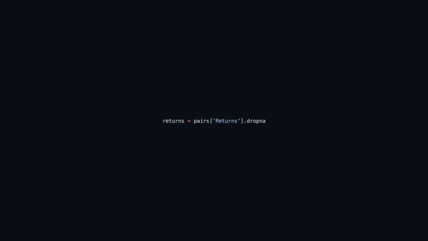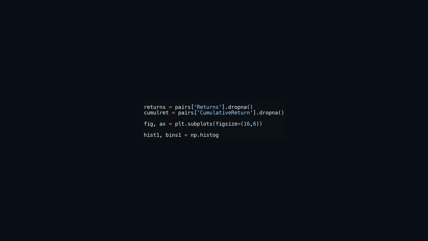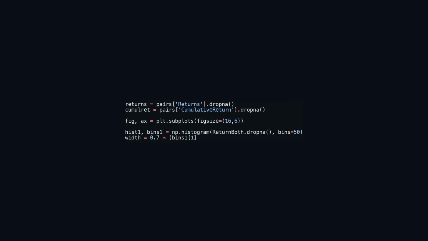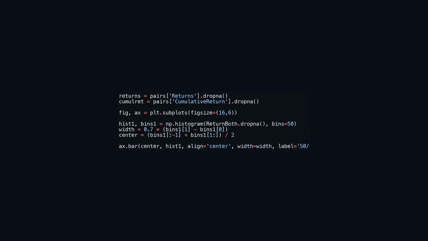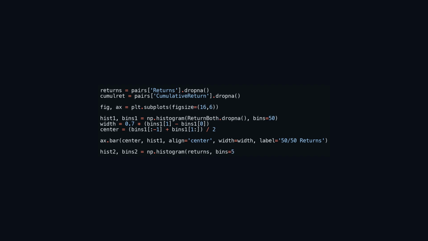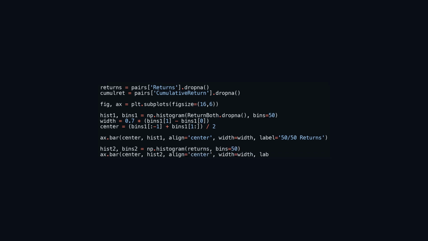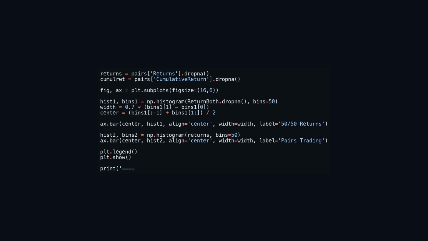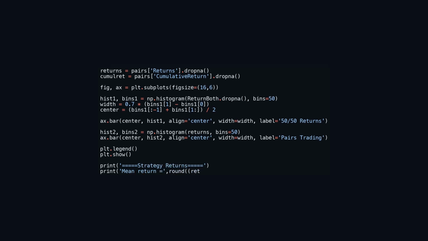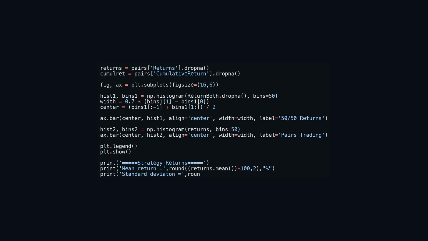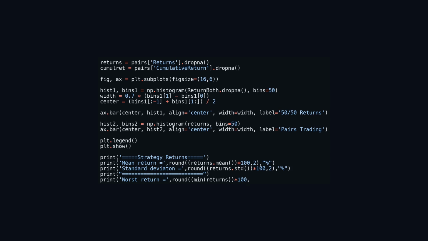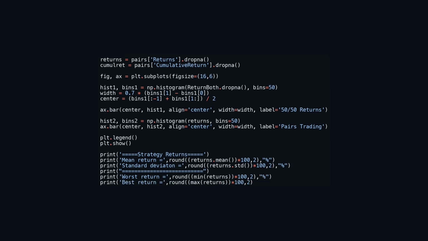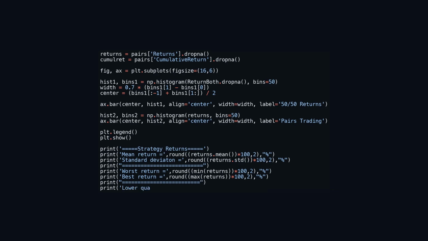This code visualizes and analyzes returns from a pairs trading strategy compared to a 50/50 return setup. It extracts the returns and cumulative return columns from a data frame named pairs, ensuring that missing values are removed for clarity. A histogram is created to show the distribution of returns with 50 bins, and the bar width is adjusted for accurate representation. One histogram depicts the 50/50 returns and the other illustrates the pairs trading returns, plotted on the same axis for easy comparison.